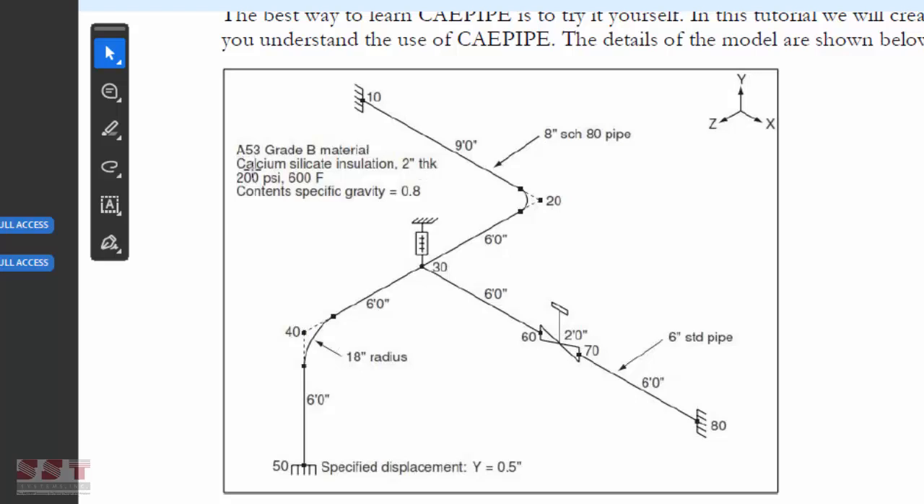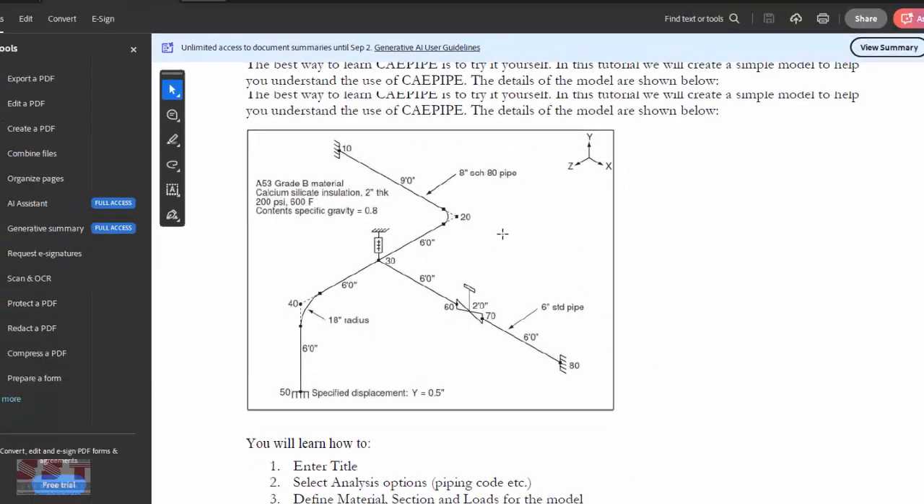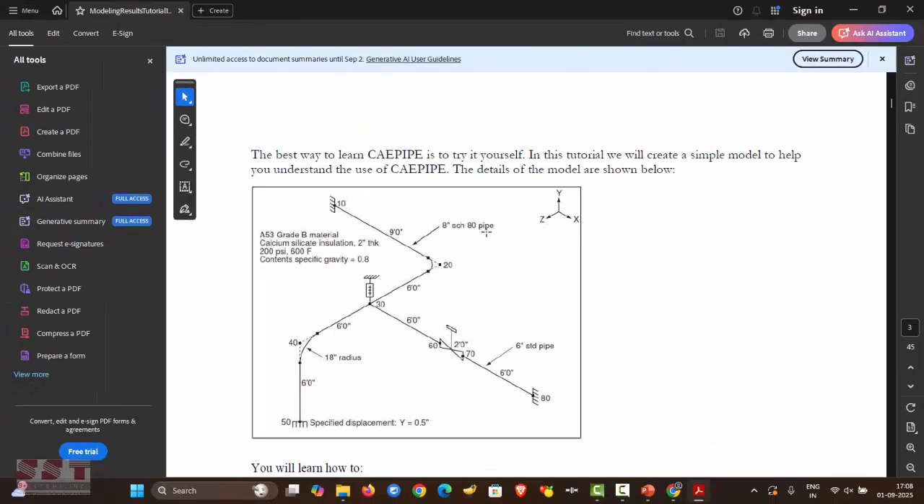It experiences a pressure of 200 psi and 600 degrees Fahrenheit. Content specific gravity is 0.8. Also, the branch run has a diameter of 6-inch standard schedule, and the main run has a diameter of 8-inch with 80 schedule. Node 50 is an anchor with specified displacement in the y direction, which is vertical. With this, we'll go and build the same in CAEPIPE.